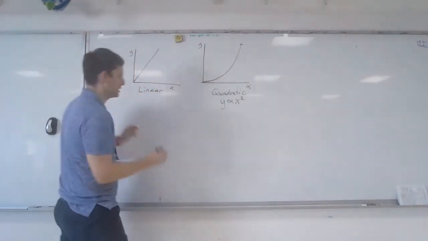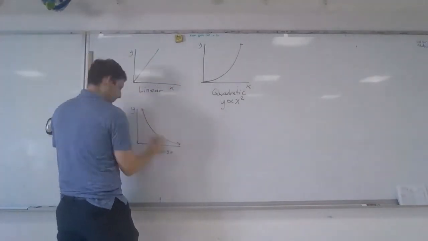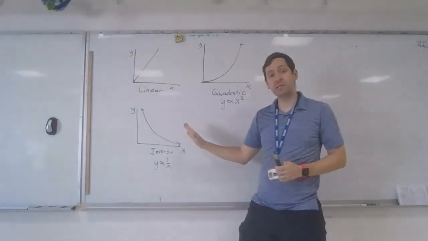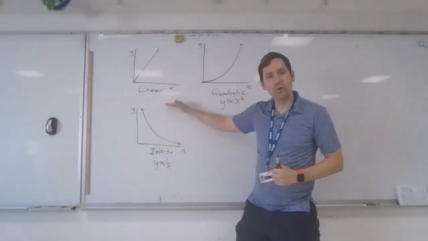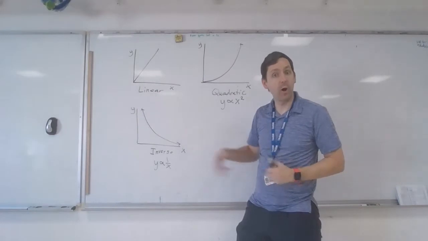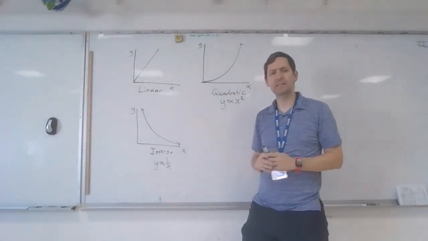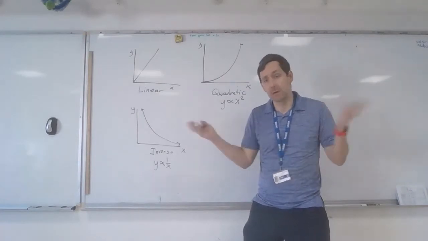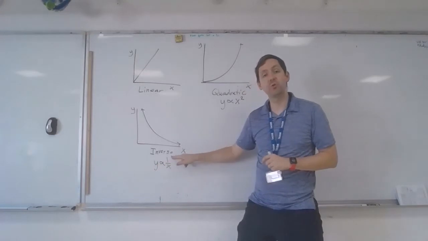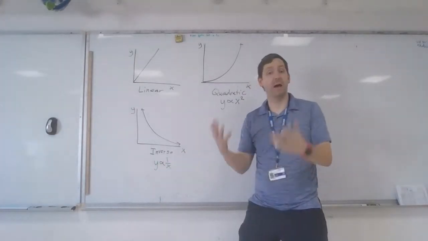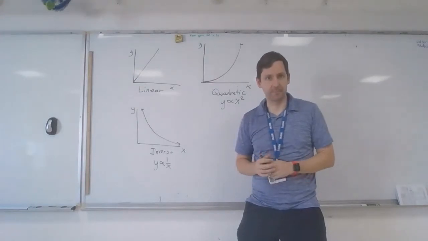But another type of relationship that we see quite often is an inverse graph. Now, in this graph, you can see that as x gets bigger and bigger and bigger, the graph gets lower and lower and lower. y decreases. They have an inverse relationship. You'll see this in a lot of different situations as well. Notice that y then is proportional to 1 over x. That is the mathematical relationship we will use for an inverse relationship.